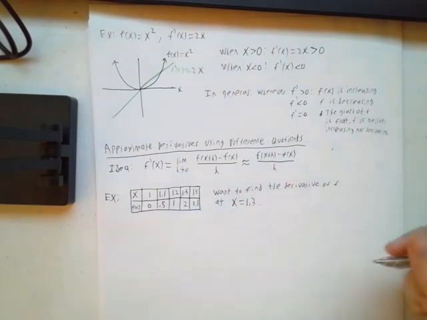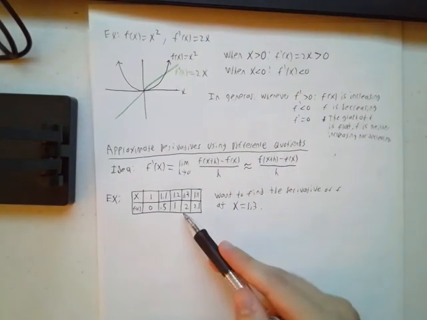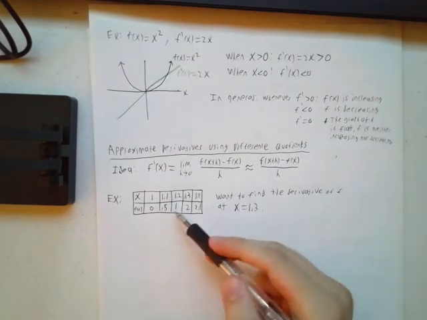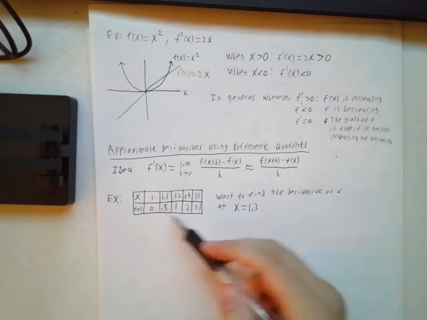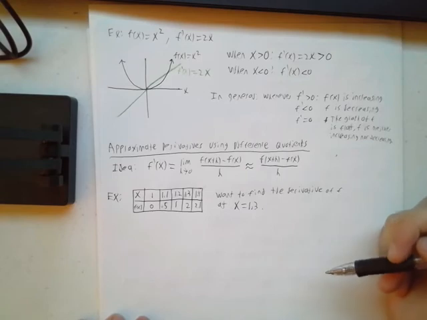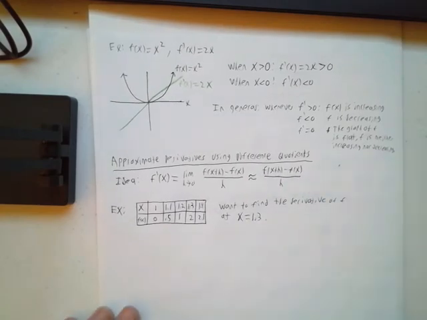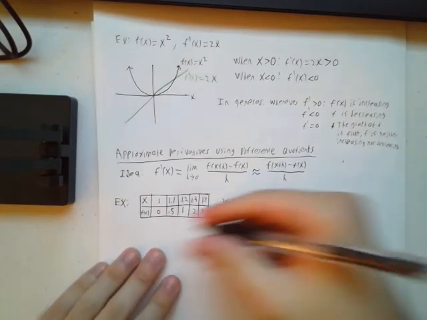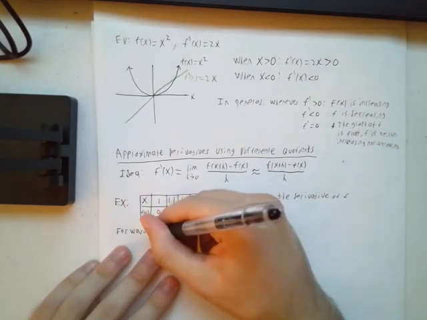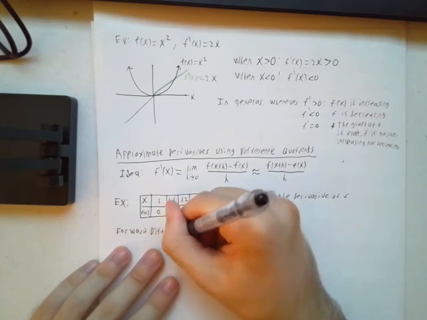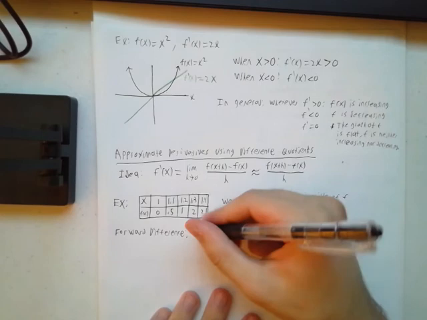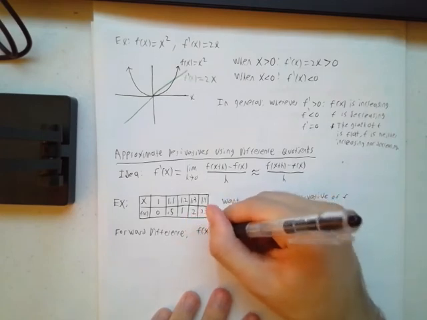So we can't actually find the derivative exactly because we don't have much information about the function. We just have a few values of it. We don't have a formula or anything like that. But we can estimate the value of the derivative in a few different ways. One is using what's called a forward difference. So in this case, we'd look at the difference quotient, f of x plus h minus f of x divided by h.